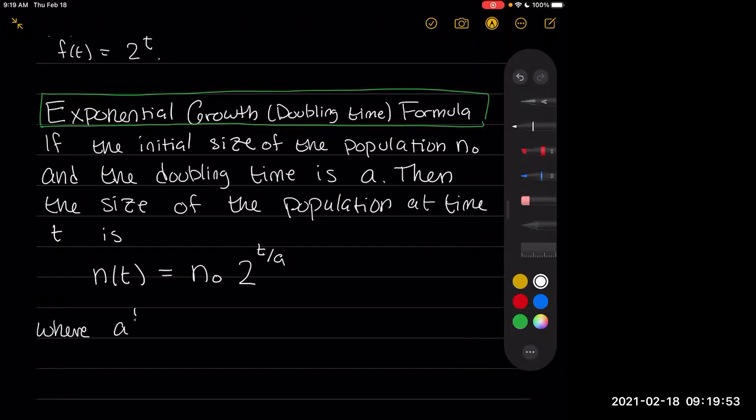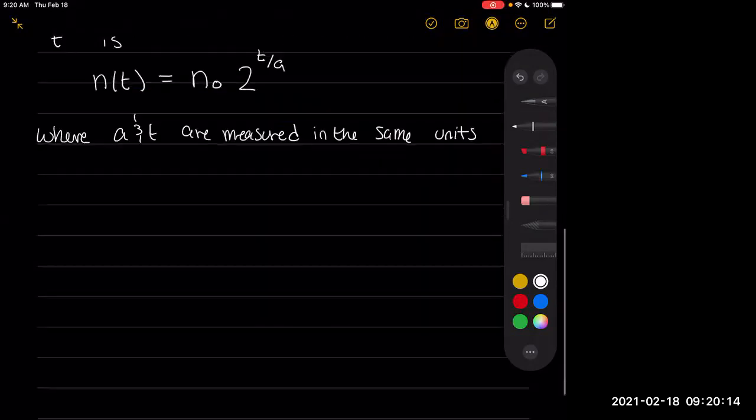where a and t are measured in the same units. So if we're looking at hours, then both t and a need to be hours. If we're looking at days or years, they have to be with the same measure of time unit. Now we're going to look at an example.